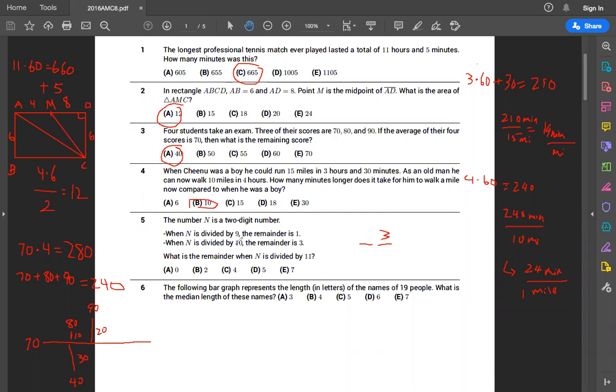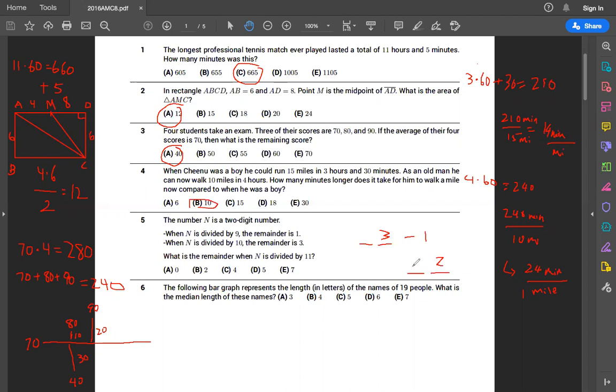We also know that when divided by 9, the remainder is 1. So if we take the number and subtract 1, then we would get a number that's divisible by 9, because we're subtracting that remainder, so we should get a multiple of 9. So the new number after we subtract 1 would be the same thing, but it would end in 2. So we need the multiple of 9 that ends in 2.